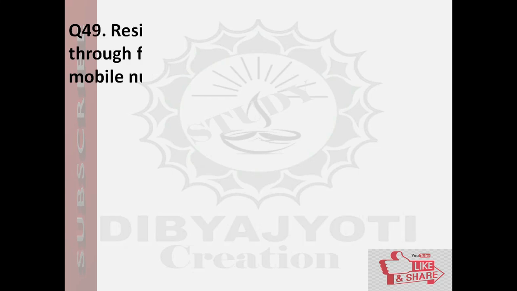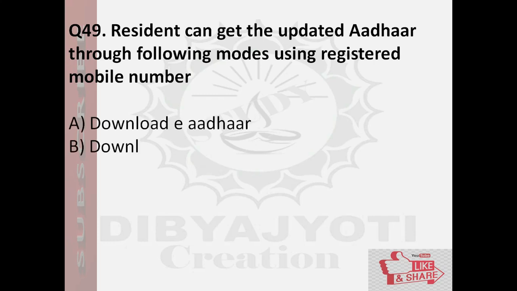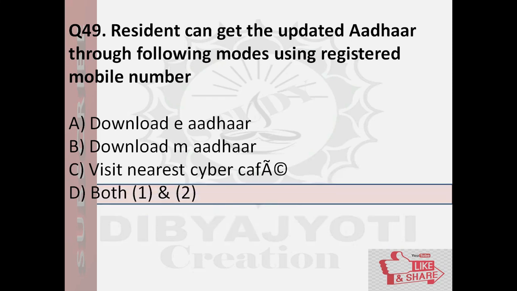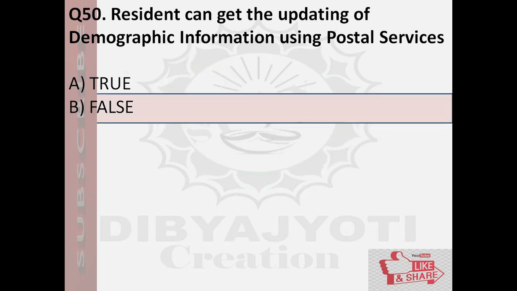Then, question number 49. Resident can get the update Aadhaar through following modes using registered mobile number. Options are option A, downloaded e-Aadhaar, downloaded m-Aadhaar, visit nearest cyber cafe, both 1 and 2. And answer is option D, both 1 and 2. Question number 50. Resident can get the updating of demographic information using postal service. Option true or false? And answer is option B, false.